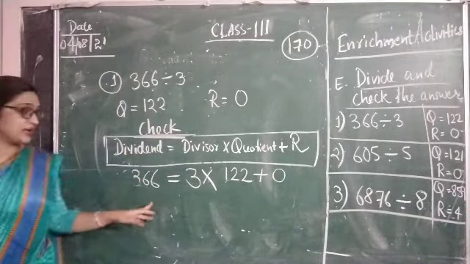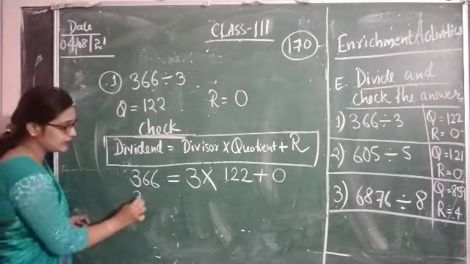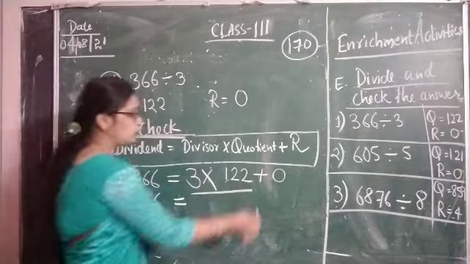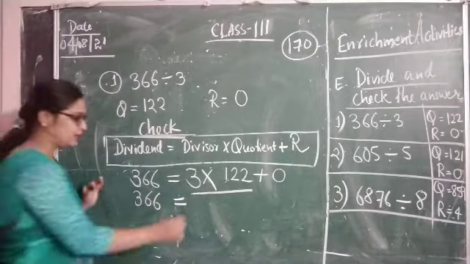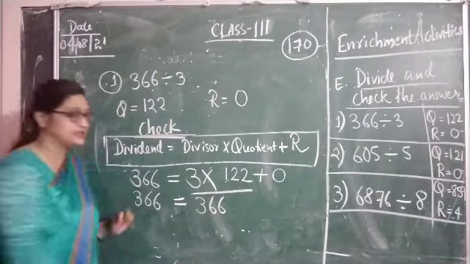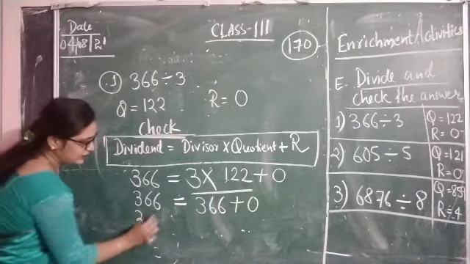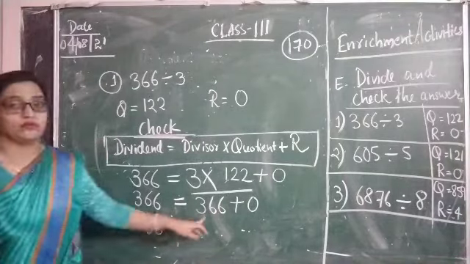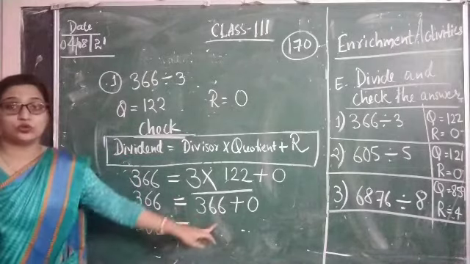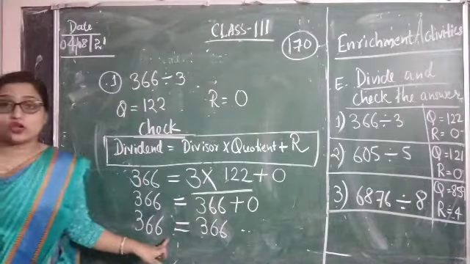Okay, now in the next step, no need of solving the left hand side. Left hand side remains as it is. Write this 366 as it is, equal to, first multiply these two, 3 into 122. When you multiply, you get the answer 366. Okay, now next is plus 0, plus remainder, that is 0. Now left hand side, 366 equal to, when you add 0 to any number, the answer will be that number only. So when we add 0 to 366, the answer will be 366.